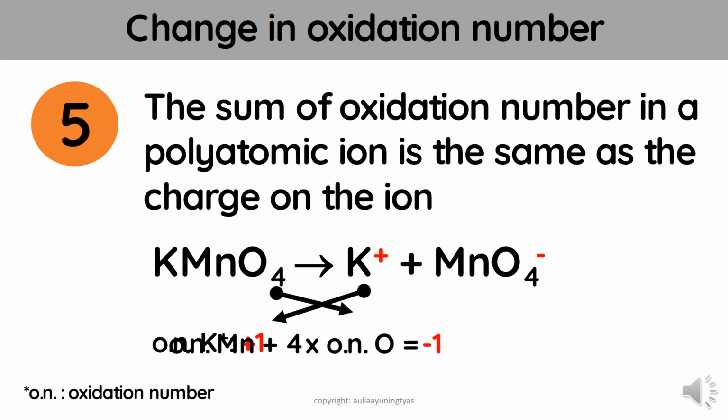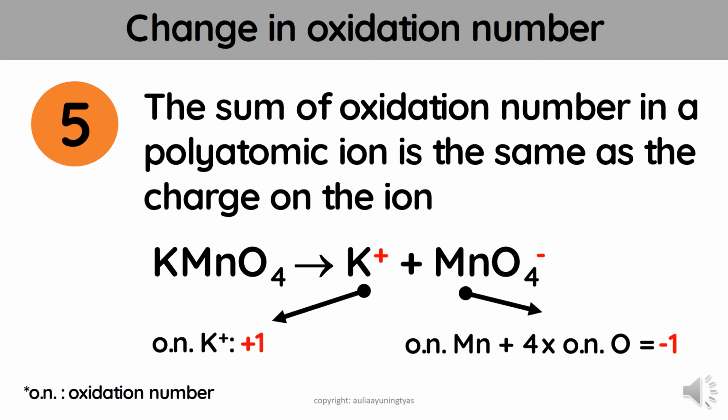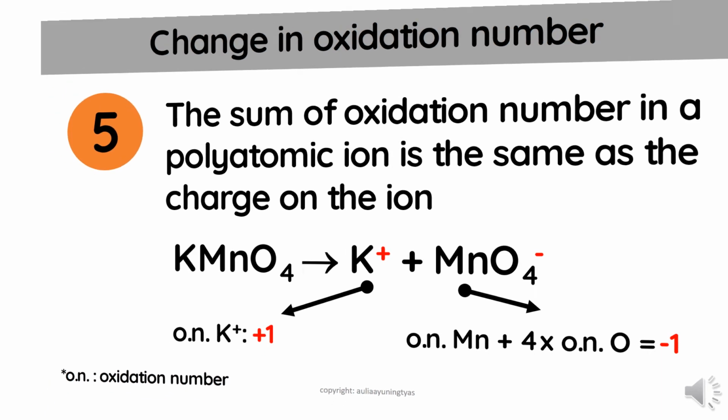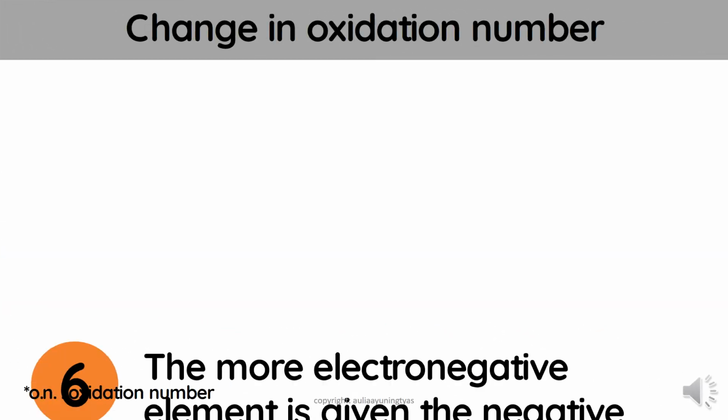The polyatomic anion consists of 1 manganese and 4 oxygen. Therefore, the total oxidation number of 1 manganese and 4 oxygen is equal to negative 1. You just need to input negative 2 as oxidation number of oxygen, then you can know how much is oxidation number of manganese.